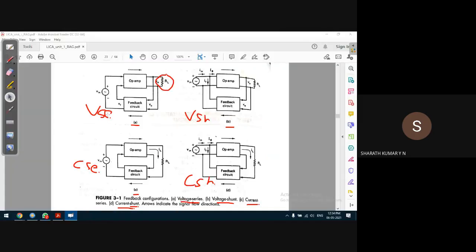V0 generated across RL is fed back as an input to the feedback circuit. What is this feedback circuit? This feedback circuit consists of resistors and capacitors. Basically it is made of resistor and capacitor.